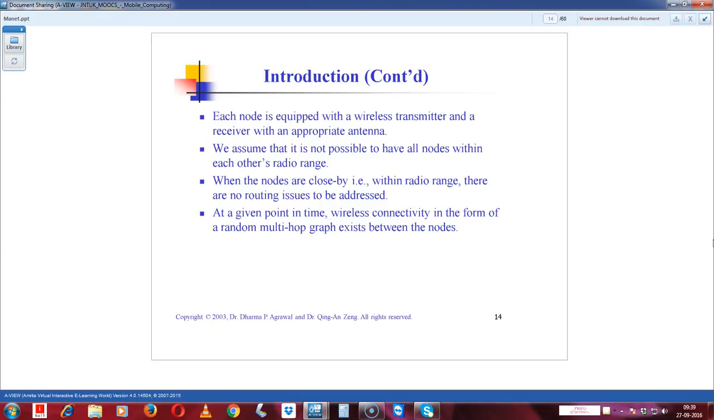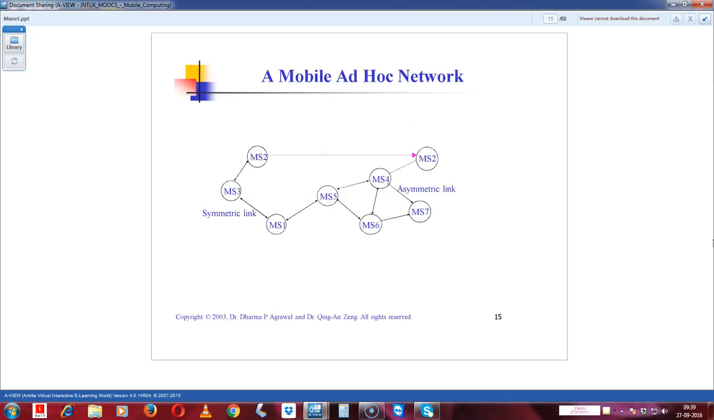So at a given point in time, wireless connectivity in the form of a random multi-hop graph exists between the nodes. So it will be kind of like multi-hop. So you need intermediate nodes in this case. Some mobile stations are connected to each other through symmetric links and asymmetric links. Okay. So your mobile station is connected to mobile station 3 here. And like this, this is one ad hoc network, a mobile ad hoc network.